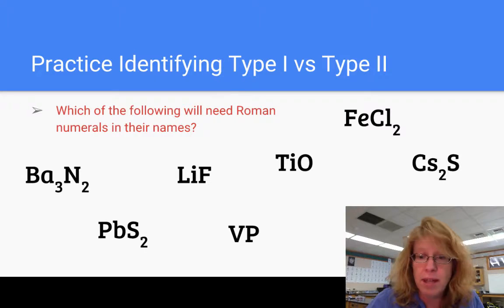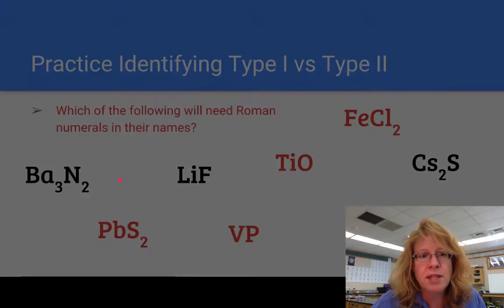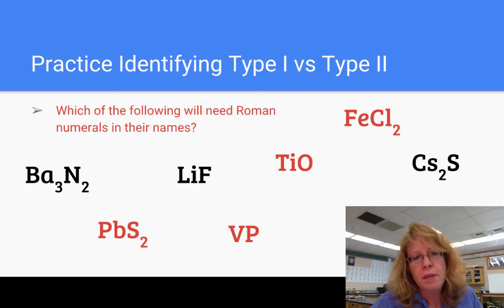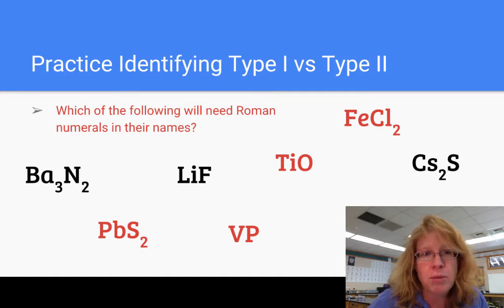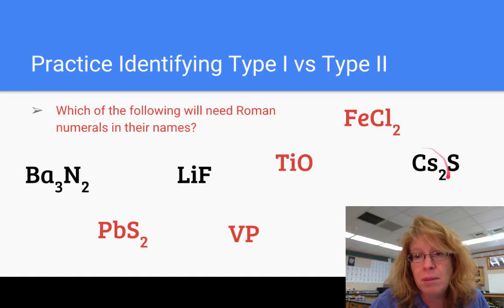Hit pause, take a look at it, cross them off, whatever you got to do. Ready for me to go? Here we go. All right, so here's the ones that need it and here's the ones that don't. The ones that don't need Roman numerals, type 1s, are in black. So barium is an active metal, it's an alkaline earth metal. Lithium is an alkali metal, and cesium is an alkali metal. So those are active metals, no Roman numerals are required.